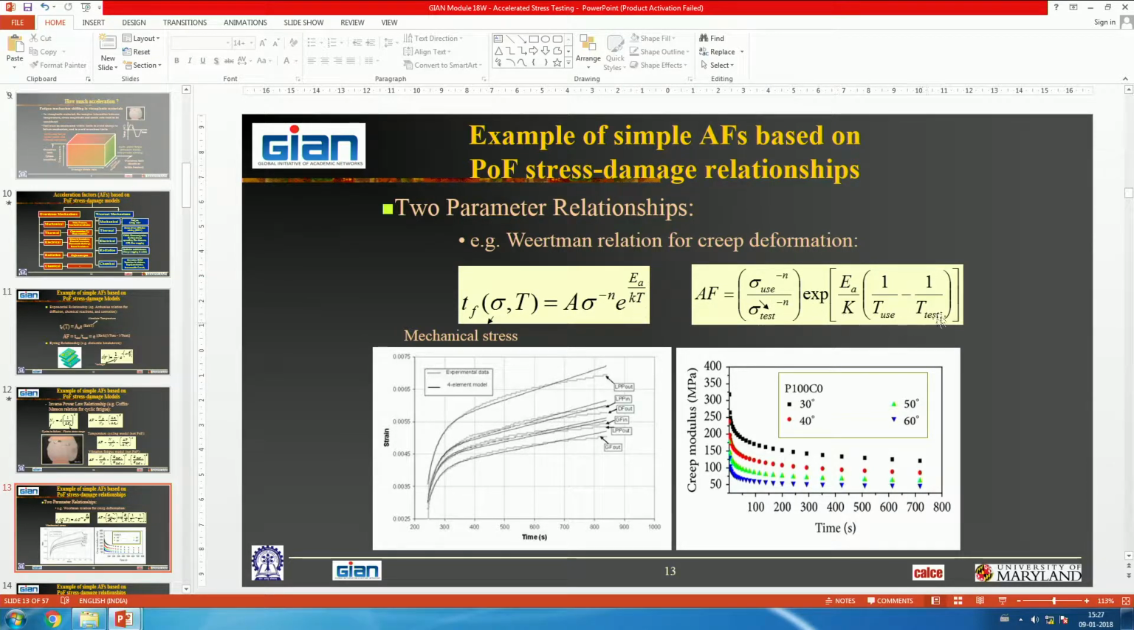So the exponential term will give you this ratio, and the stress terms will give you that ratio. So it's sigma in use divided by sigma in test raised to the power minus n. n is a material property. And the exponential of this quantity, T use and T test, has the activation energy. So this is how you get the acceleration factors for cases like creep. There are other examples where we have two parameter relationships. For example, electromigration, which is driven by current density and temperature. Corrosion, temperature and moisture. So there are other examples of this two parameter relationship.